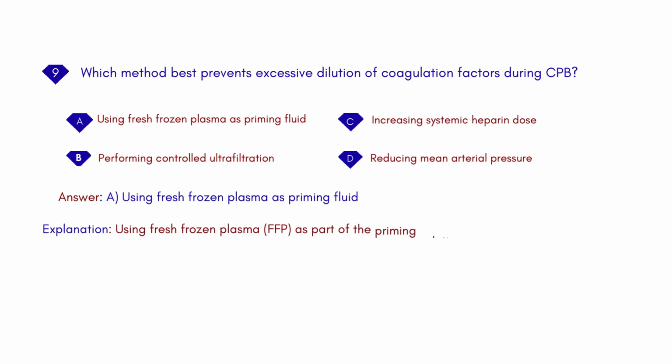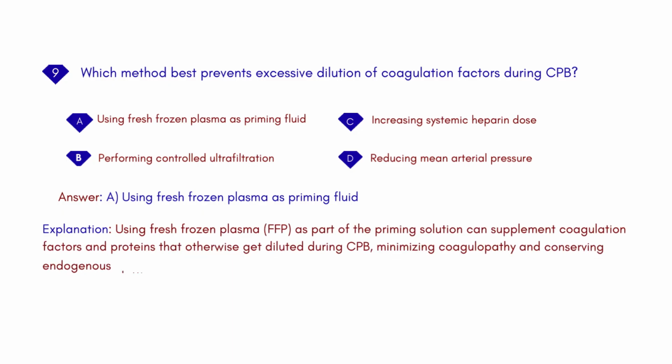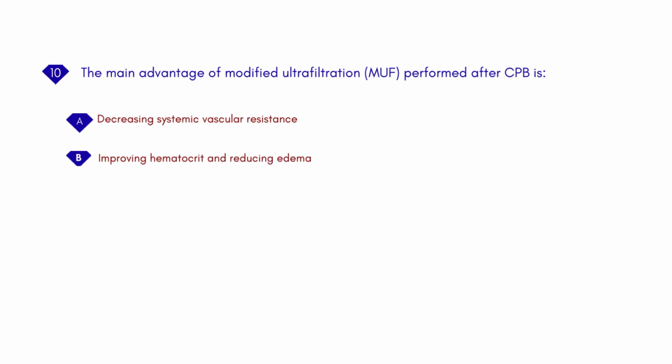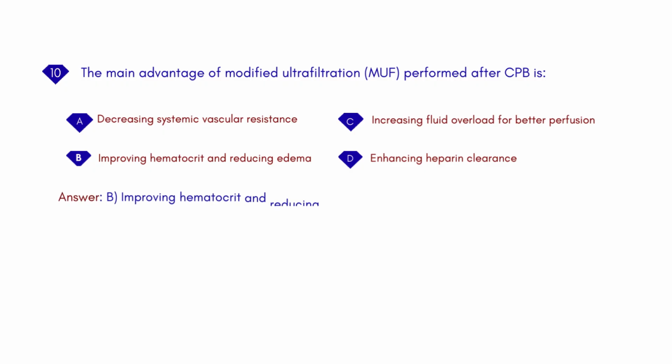Explanation: using fresh frozen plasma, FFP, as part of the priming solution can supplement coagulation factors and proteins that otherwise get diluted during CPB, minimizing coagulopathy and conserving endogenous clotting ability. The main advantage of modified ultrafiltration, MUF, performed after CPB is: A. Decreasing systemic vascular resistance. B. Improving hematocrit and reducing edema. C. Increasing fluid overload for better perfusion. D. Enhancing heparin clearance. Answer: B. Improving hematocrit and reducing edema.